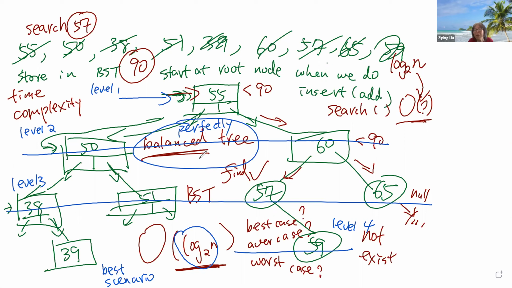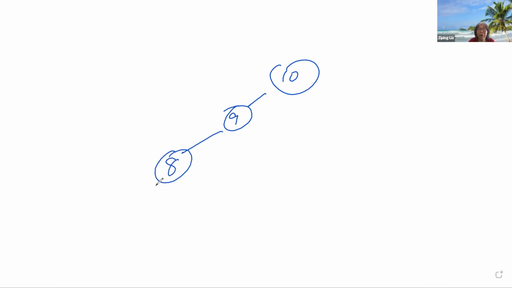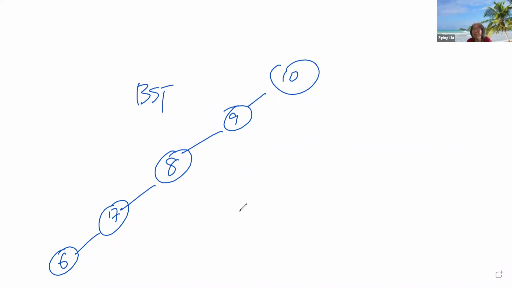But that's just for perfectly balanced. If it's not perfectly balanced, it's not always true. Even something like this: you have 10, then 9, then 8, 7, 6. This is also a binary search tree. You cannot say it's not a binary search tree, but it's skewed in one way. Or you may just have a single node here. That's kind of tilted.